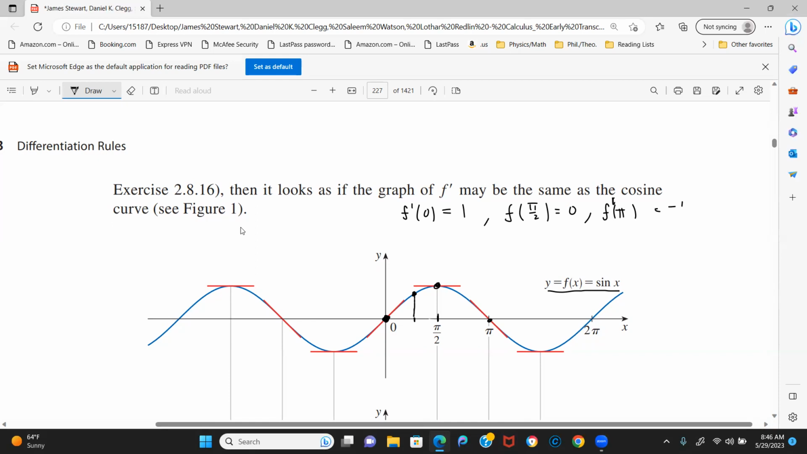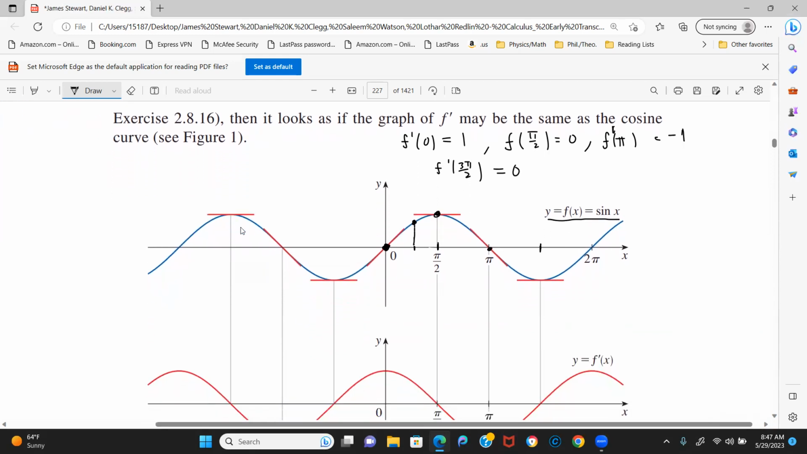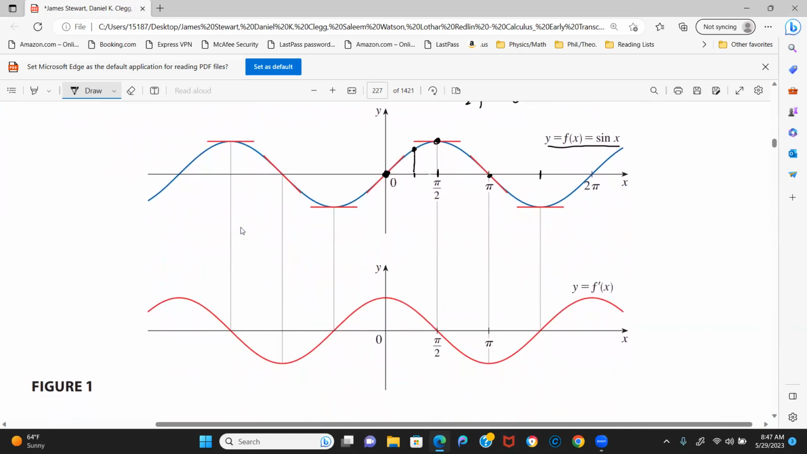And then at, what is this, this is 3 pi over 2. And then f prime of 3 pi over 2 right here, the derivative is 0, assuming it exists. And so we can actually plot these and try to connect the dots. And when you do that, you'll see that this is the curve you get.